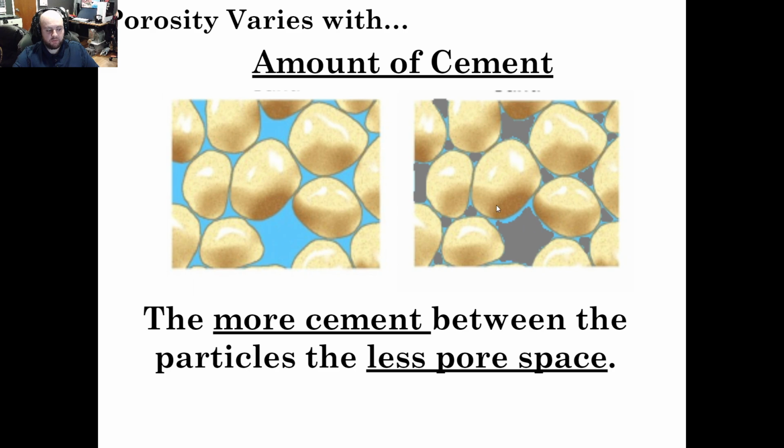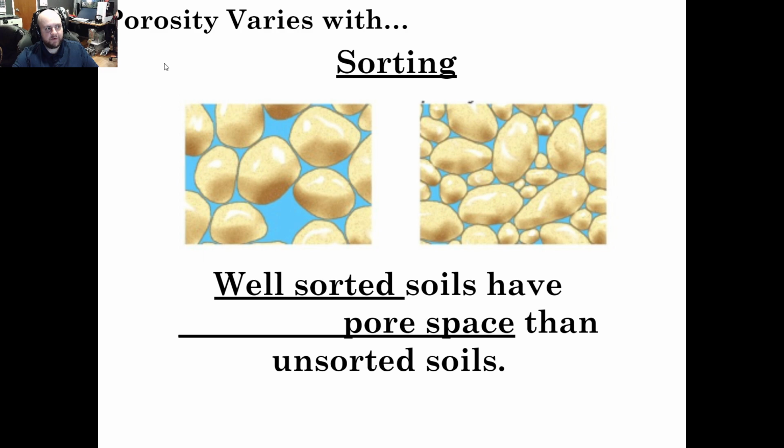So in this picture on the right, there's a lot of cement here, all this extra stuff, so there's not as much space for water to infiltrate, to seep inside it. Same thing, or the opposite, with this one over here on the left. There's a lot more pore space, so there's more room for the water to go in. So make sure you have that written down in your notes as well. The second factor that varies porosity is sorting. Remember sorting from when we talked about deposition. So glaciers deposit sediments unsorted, right?